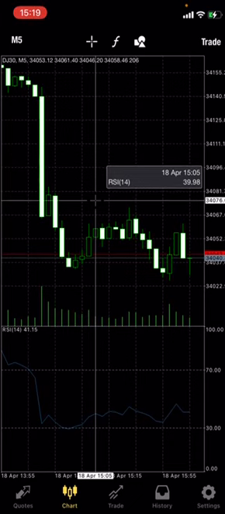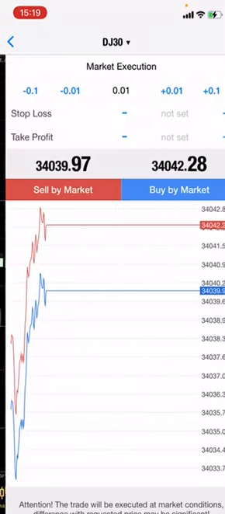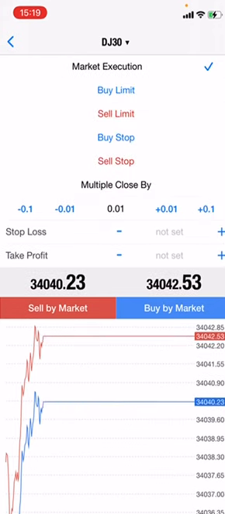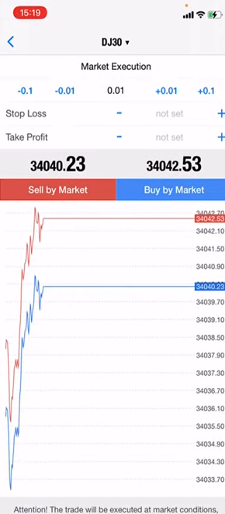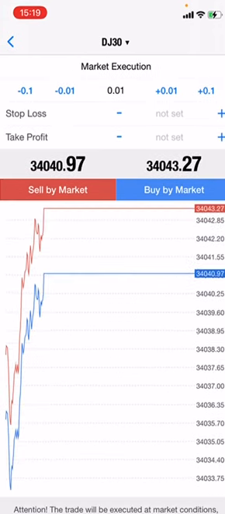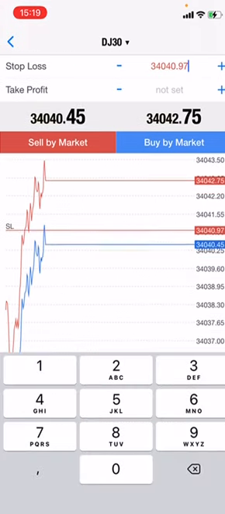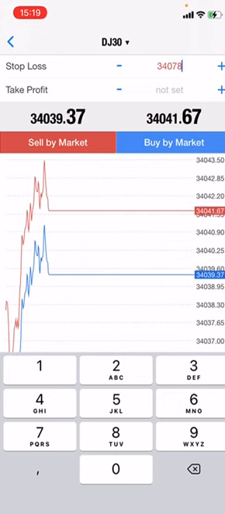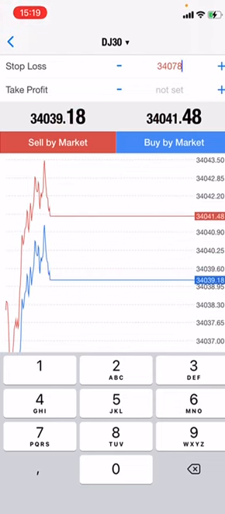34076. Okay, so I'm just going to enter a trade. So here it says market execution, meaning at the current market price. I'm entering now, right? So we put that stop loss. Our stop loss, did I say 78 or something? I messed it up, but it's not a problem.